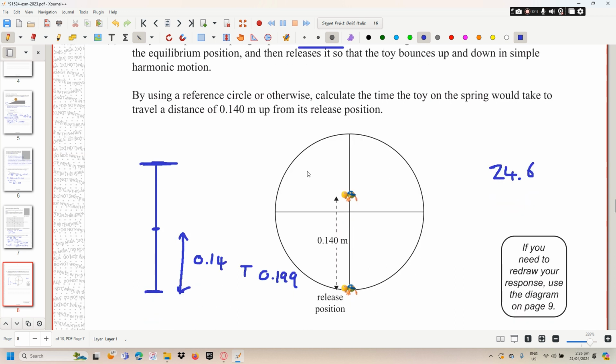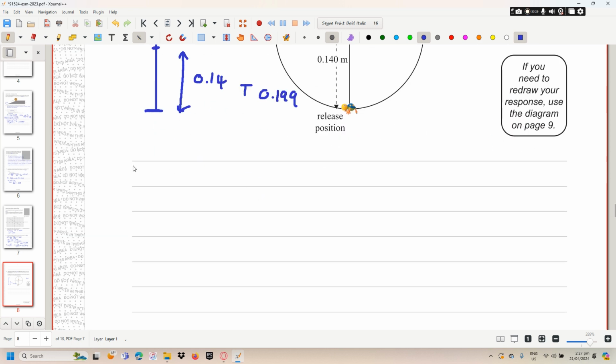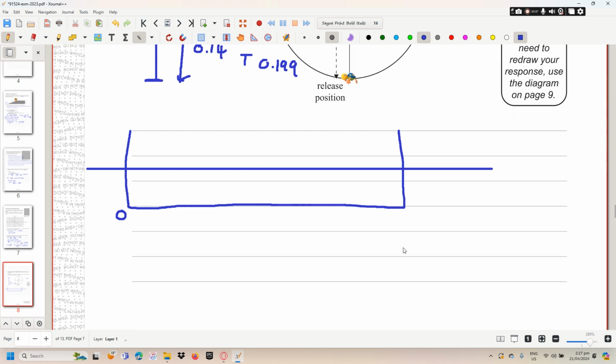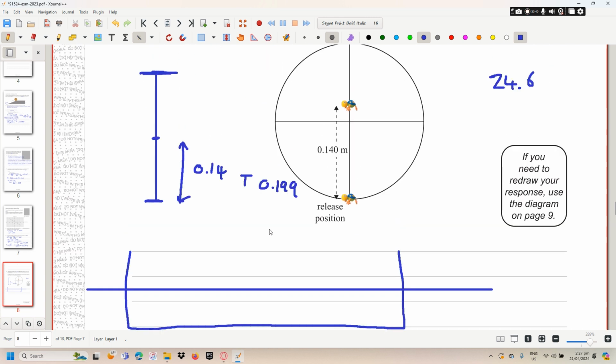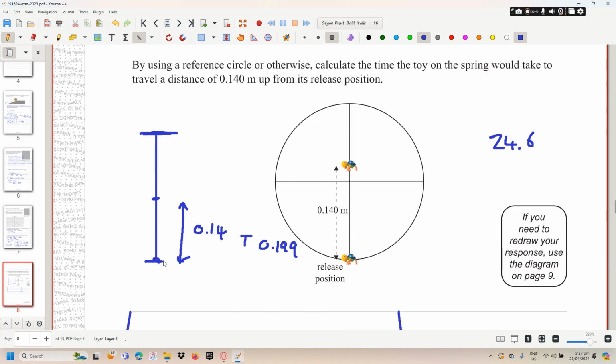Okay, now this question. The reason that they teach reference circles is because there is a deep-seated similarity between simple harmonic motion and trigonometry. Namely, I can draw a graph like this. I'll say this is time equals 0, and this is time equals 0.199. If we start, the toy starts down here, and you imagine as soon as you let it go, it's going to spring upwards, and then it's going to come back down and spring downwards. And its velocity and its acceleration and its displacement are always changing.